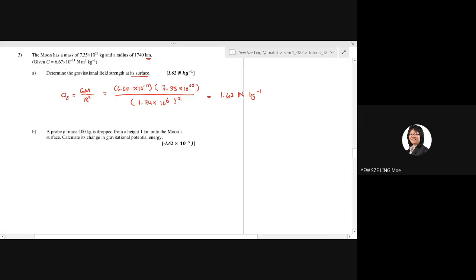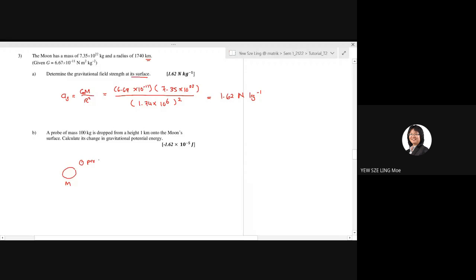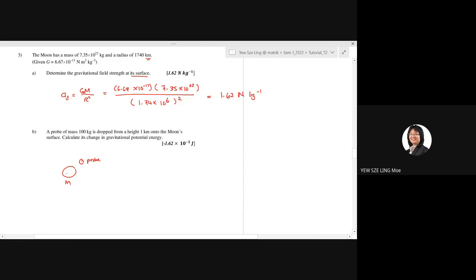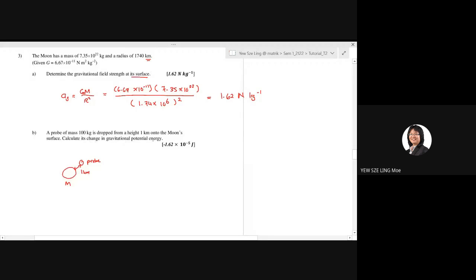Question B. A probe of mass 100 kg is dropped from a height of 1 km onto the moon. Calculate the change in gravitational potential energy. So what happens now? You have an object that is located just 1 km above the moon. So this is your moon, and this is a probe, something like a satellite. This is the mass, and the distance from the surface to the probe is 1 km. And the question asks you to calculate the change in gravitational potential energy.